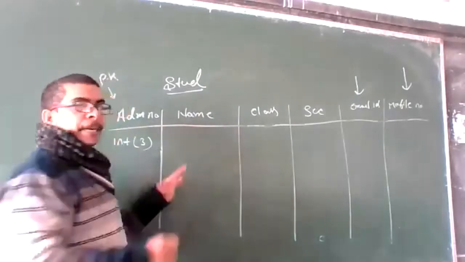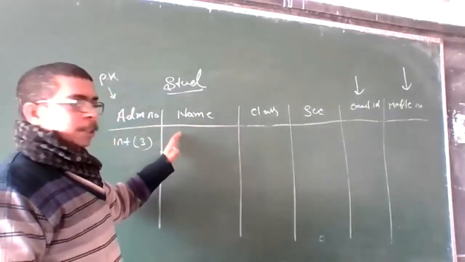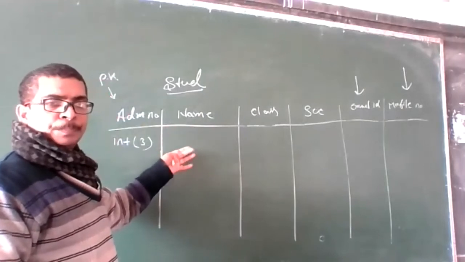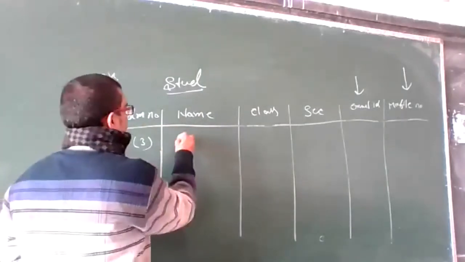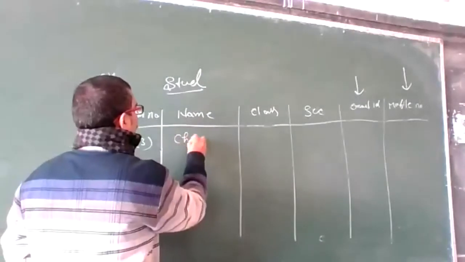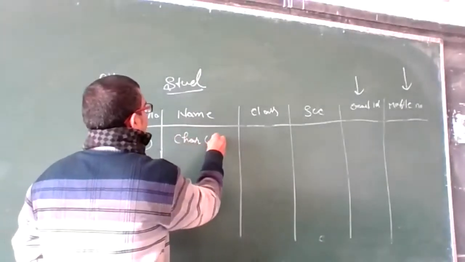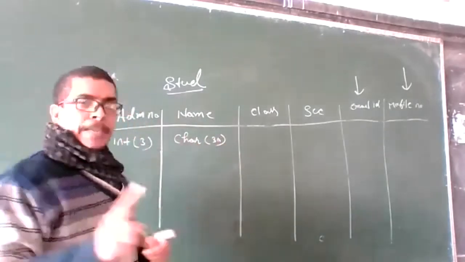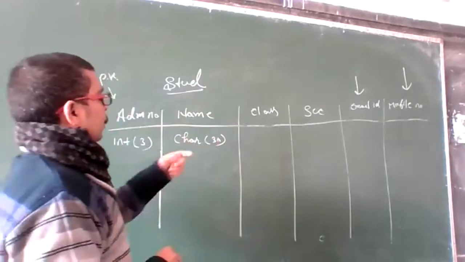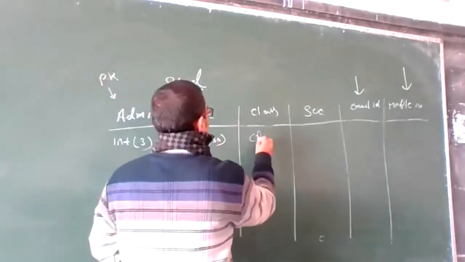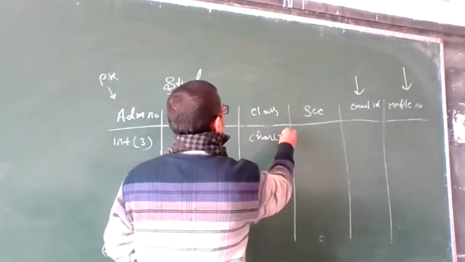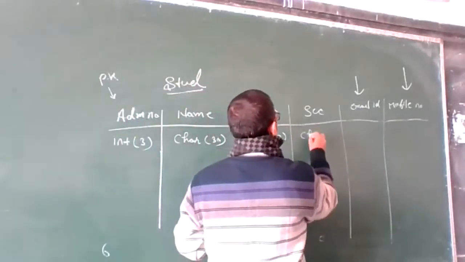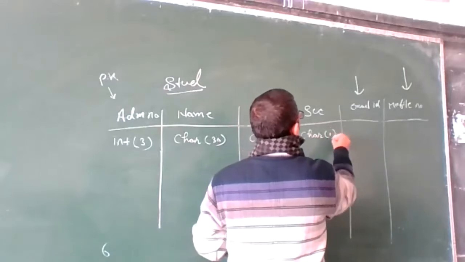Name. What will be the data type? Archit, what will be the data type? Tell me. Sir, varchar. You will take char. Okay, char. Can you tell me what is the difference between char and varchar? I will let you know. Wait one minute. Class. I am taking it char size 3. Section. I am taking it character size 1.